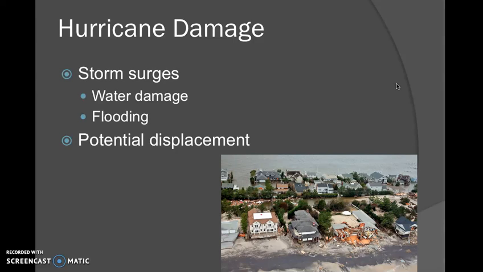So hurricanes can cause a lot of damage. Storm surges can result from hurricanes, which basically means the water level rises and water comes up onto the shore a lot further than it usually does. And this can cause water damage and flooding, like you can see in this picture, and it can cause displacement as well, which basically just means that people may have to move, temporarily or permanently, because of the storm.